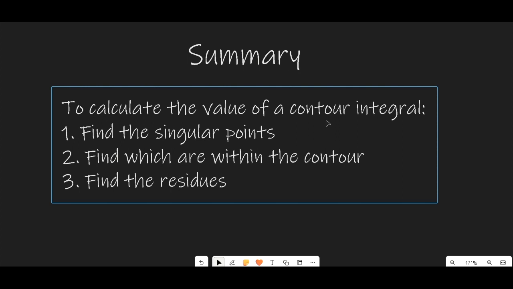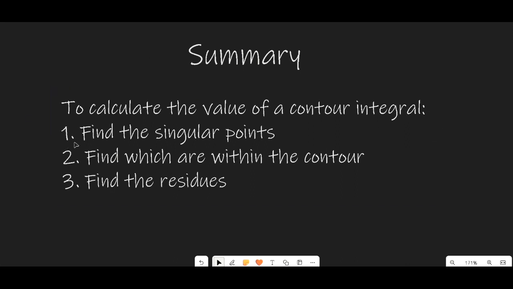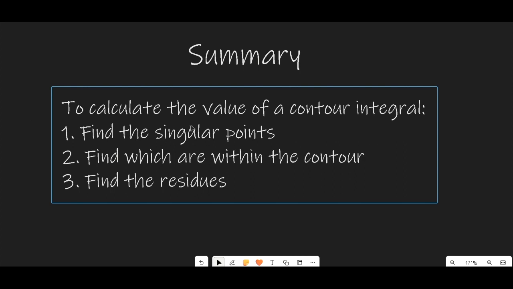So to find the value of any contour integral of a meromorphic function, the first step is to find the singular points. The second step is to find which singular points are within the contour, because you need to only consider those ones. If you consider points that are outside the contour, then you're going to get a value that does not match your contour integral. And then simply find the residues. So let's go ahead and do some practice problems.